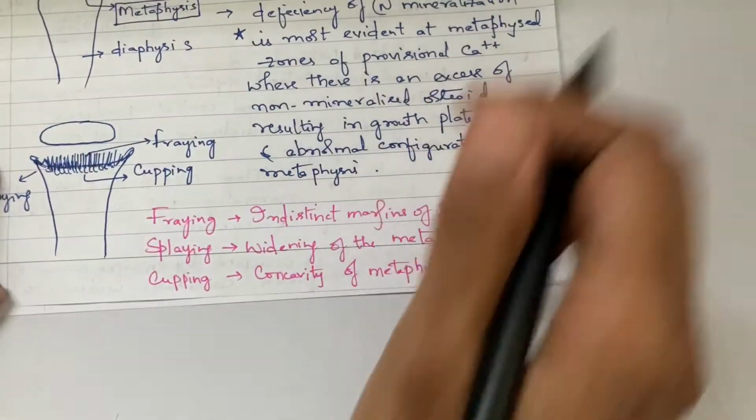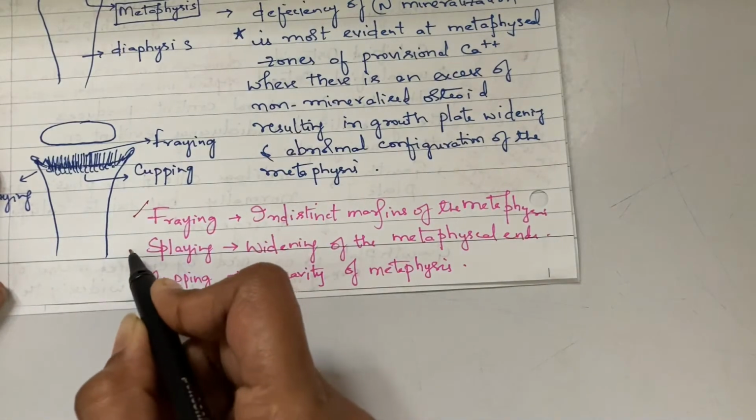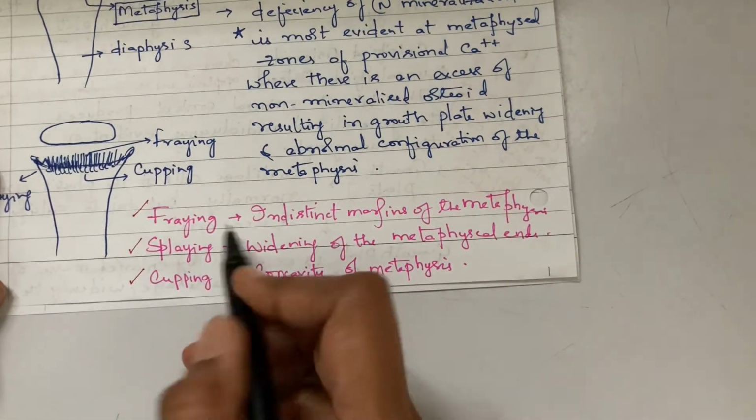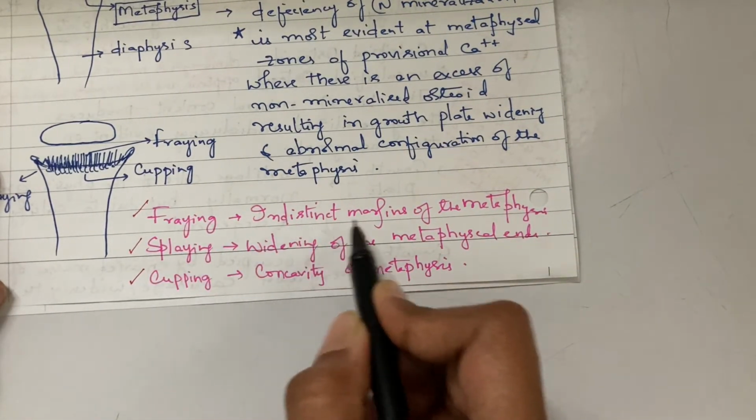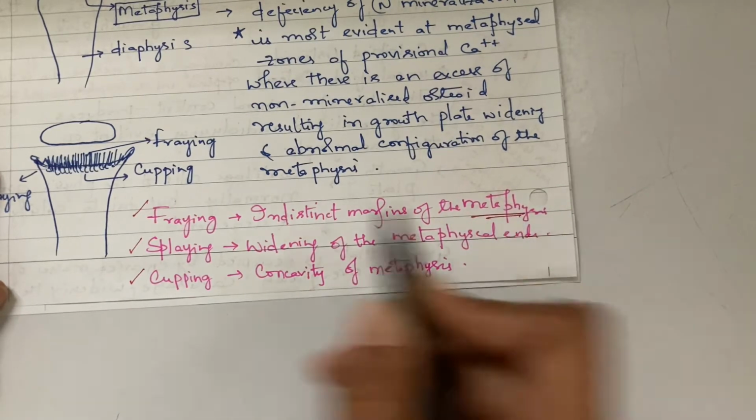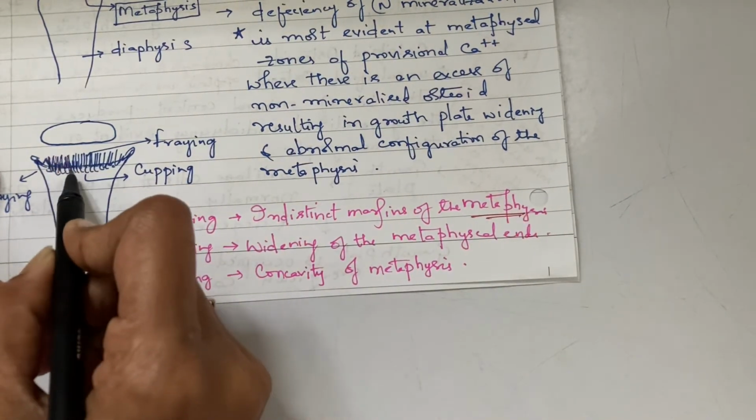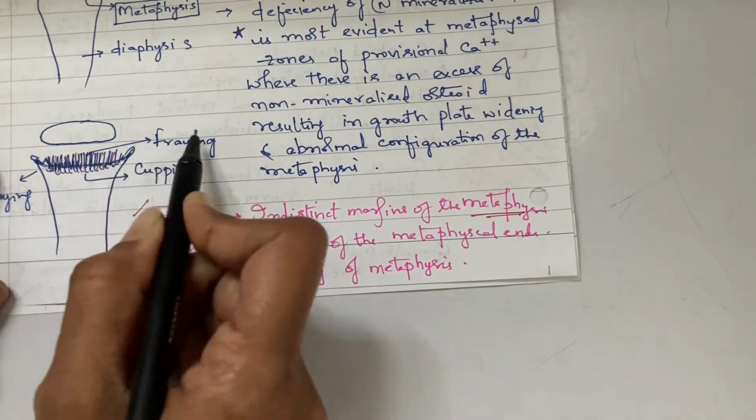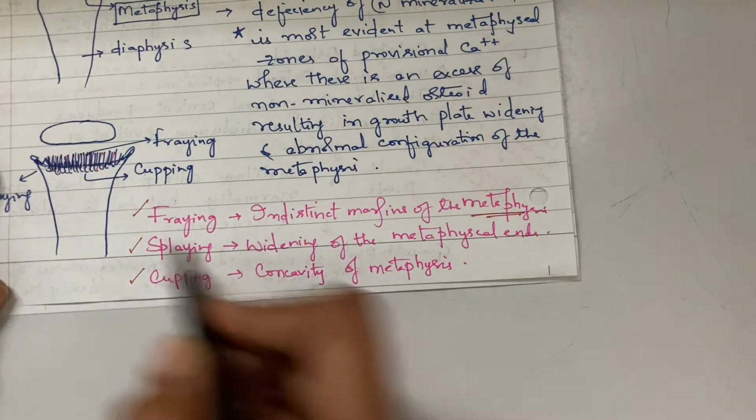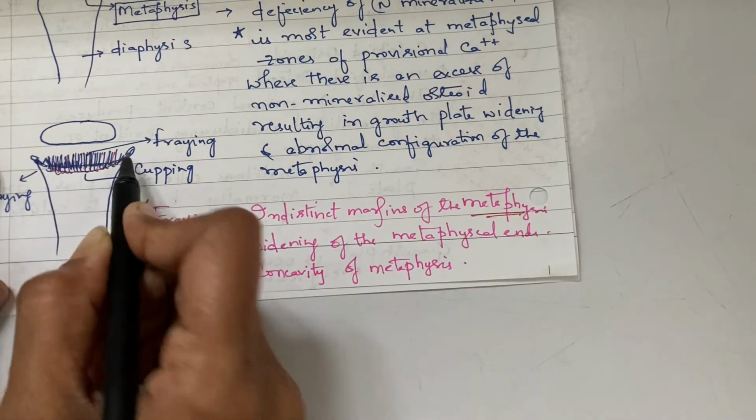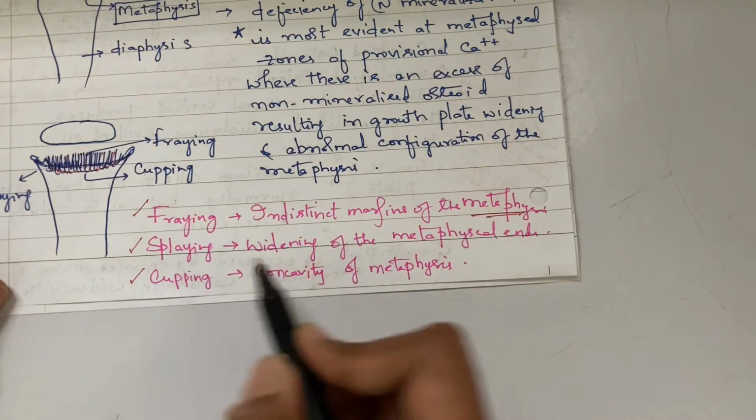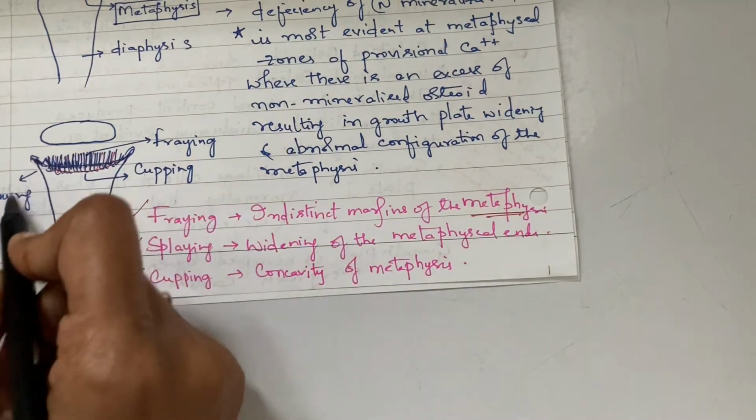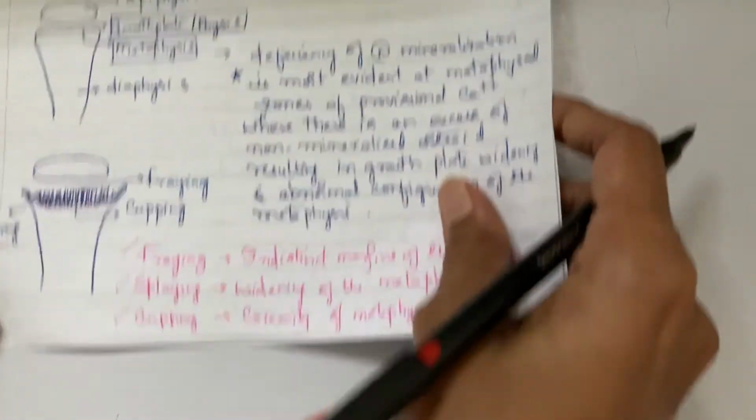First you have to know the definition of three: fraying, splaying and cupping. Fraying is indistinct margins of the metaphysis. This is fraying, indistinct margins of the metaphysis. Cupping, this concavity of the metaphysis is cupping. Then splaying, widening of the metaphyseal end. This is splaying. So three features.